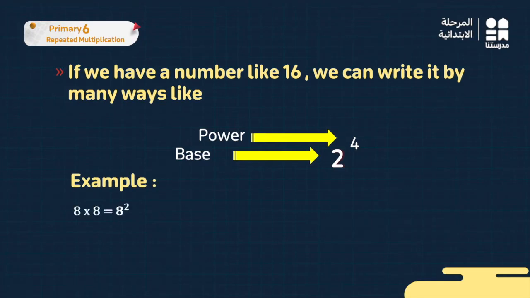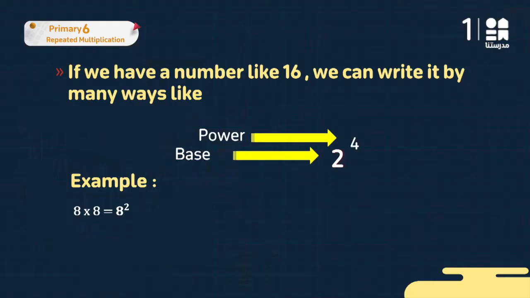In another example, I have 8 times 8. So my base is 8. And how many times am I repeat multiplying 8? 2 times. So I can write it as 8 times 8, or I can write it as 8 to the power of 2.